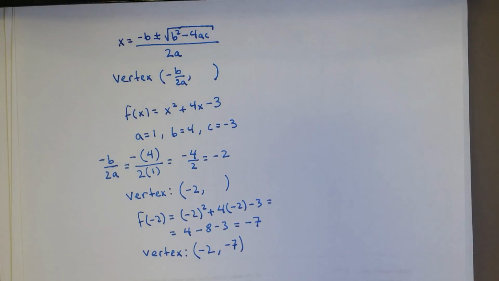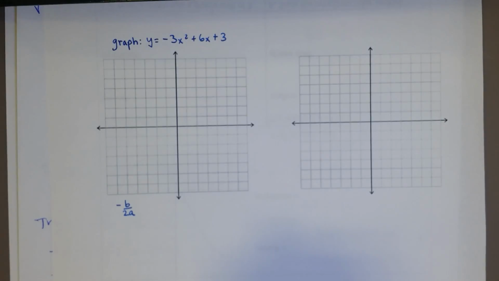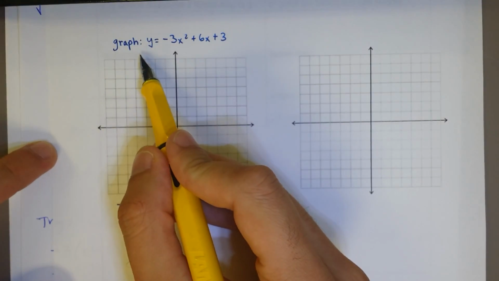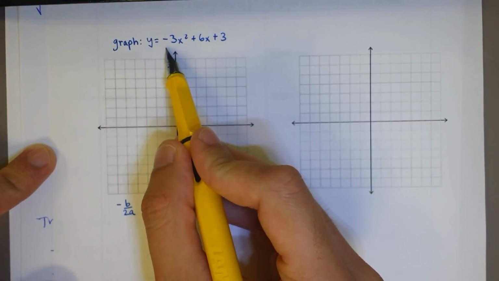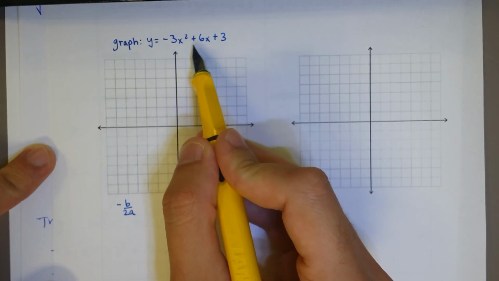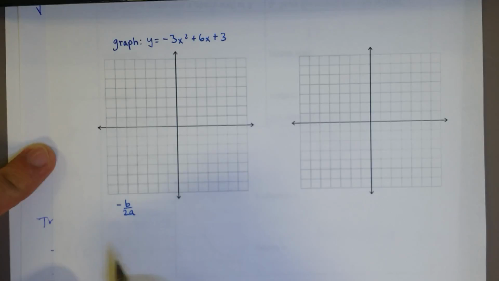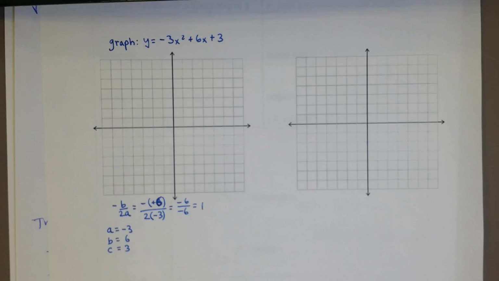Okay, so let's go back here and please go ahead and review what we just did with your neighbor. For our next example, we're going to graph y equals -3x squared plus 6x plus 3. So the first thing that I want you guys to do is to find the x-coordinate of the vertex using -b over 2a.